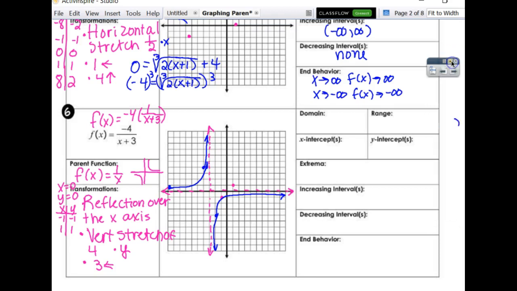The domain is going to go from -∞ to -3. And the range goes from bottom to top. So let's come back to the x and the y intercepts. Do I have any critical points? Is this an increasing or decreasing? So which way am I going? Which way am I going? Up. So they're both increasing.